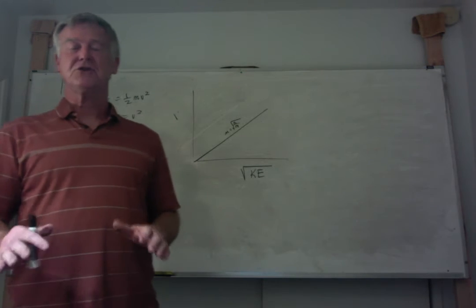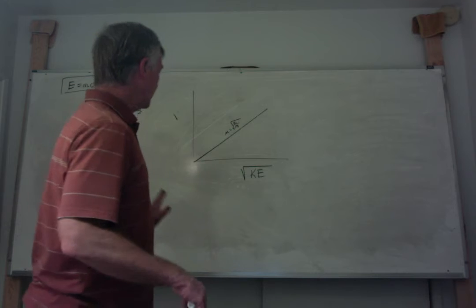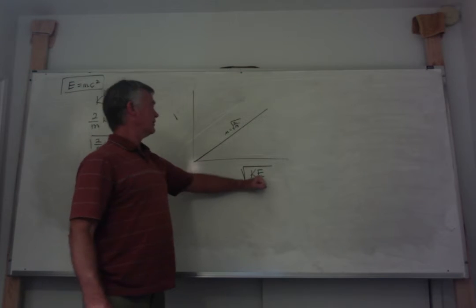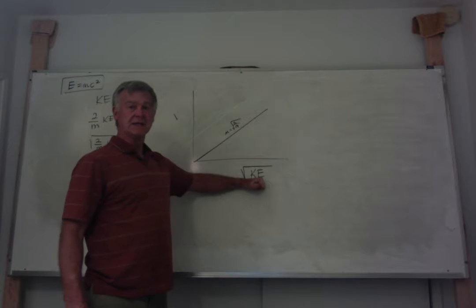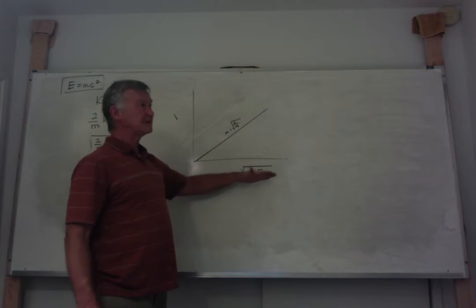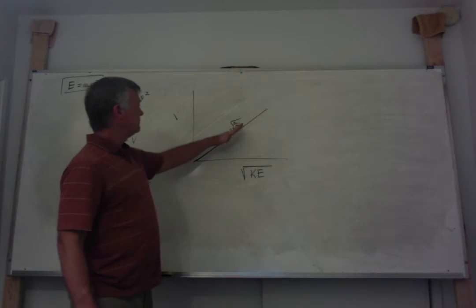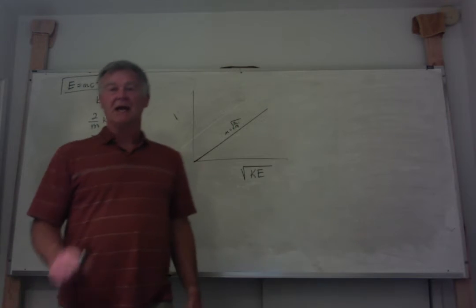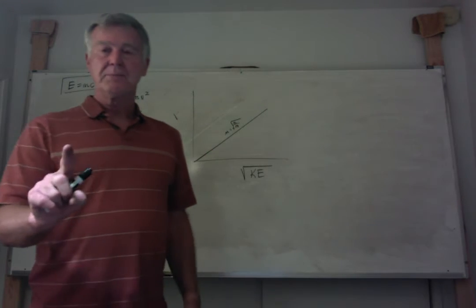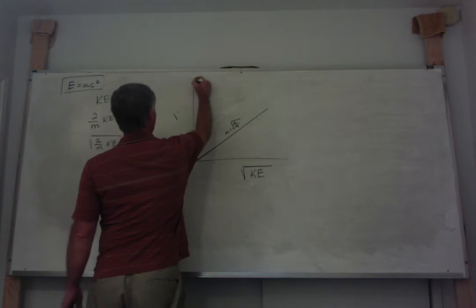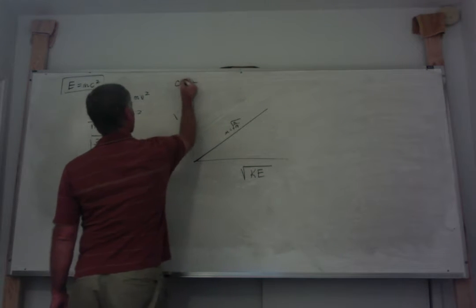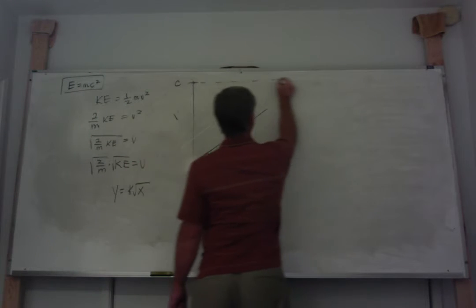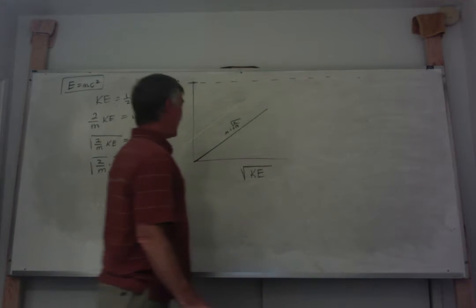Here's what Newton would have said. Newton would have said, if you put in 1,000,000 joules, the square root of 1,000,000 is 1,000, and multiply that by the square root of 2 over the mass, and that'll tell you how fast you're going. And Einstein said that's wrong, because there is an upper limit up here called c, the speed of light. You can't go past this.